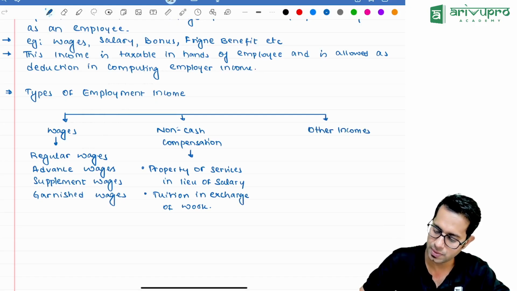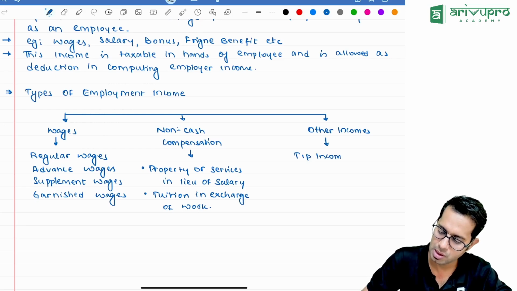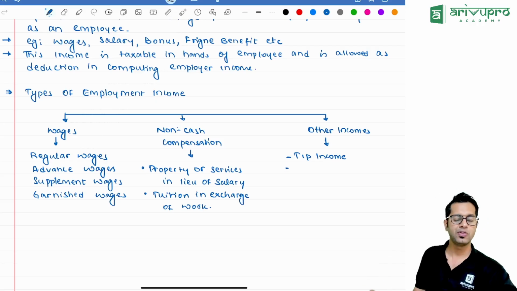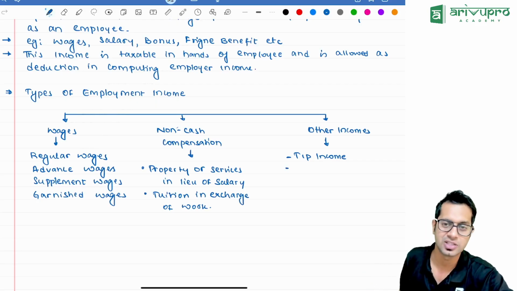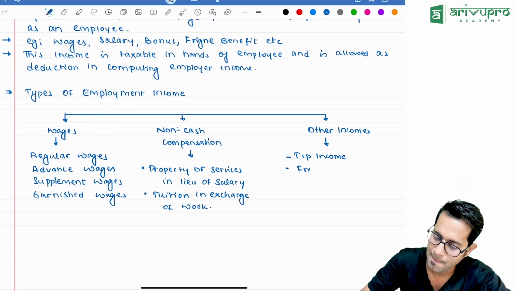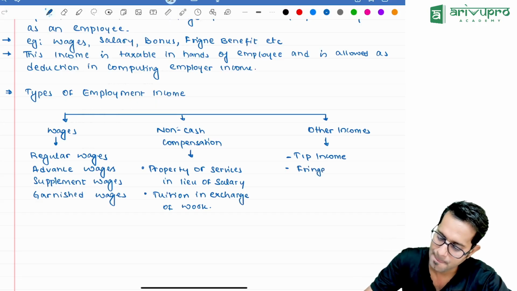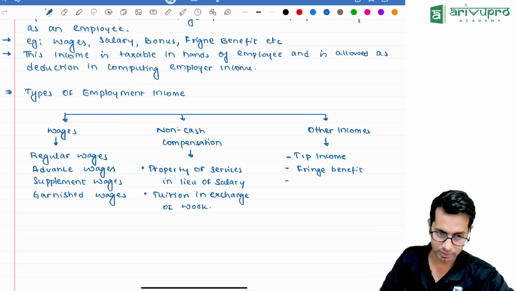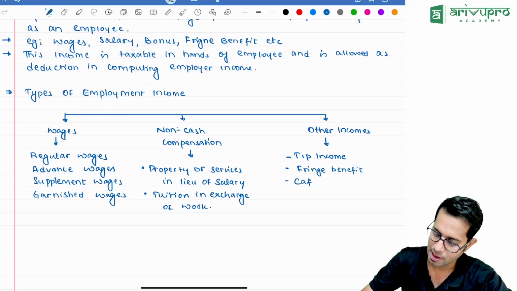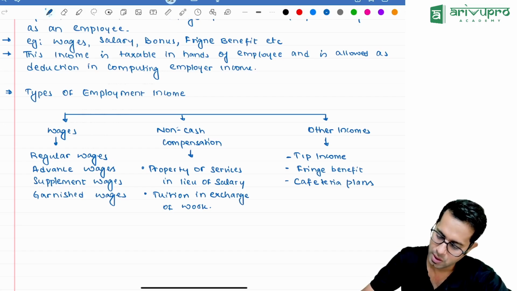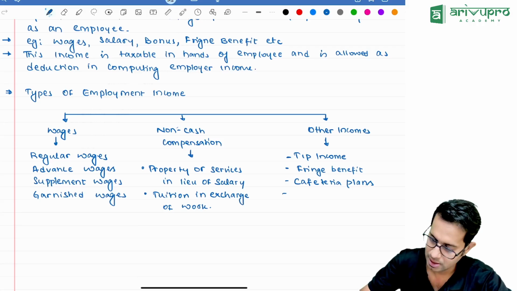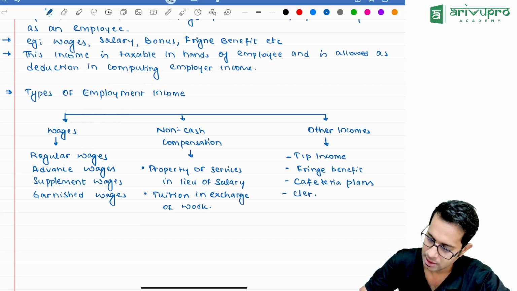Other incomes will include your tip income, or what we say as tips. You give tips to waiters in the restaurant, that is the tip income. Any kind of fringe benefit, or cafeteria plans. Then clergy income.